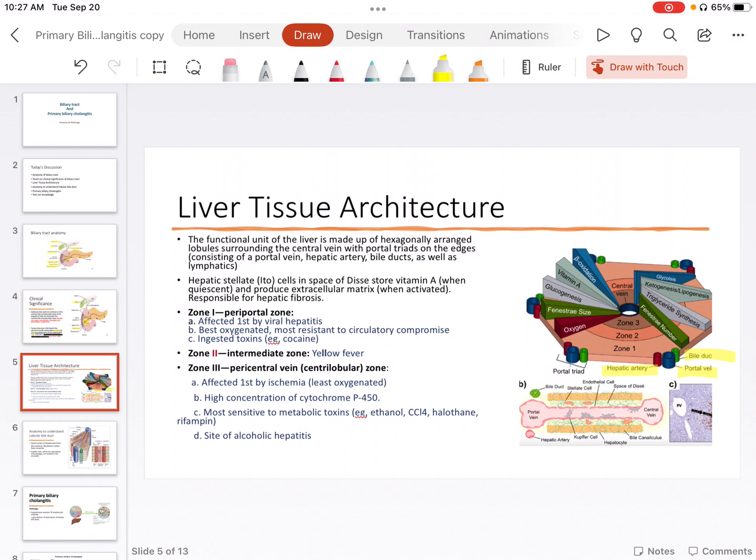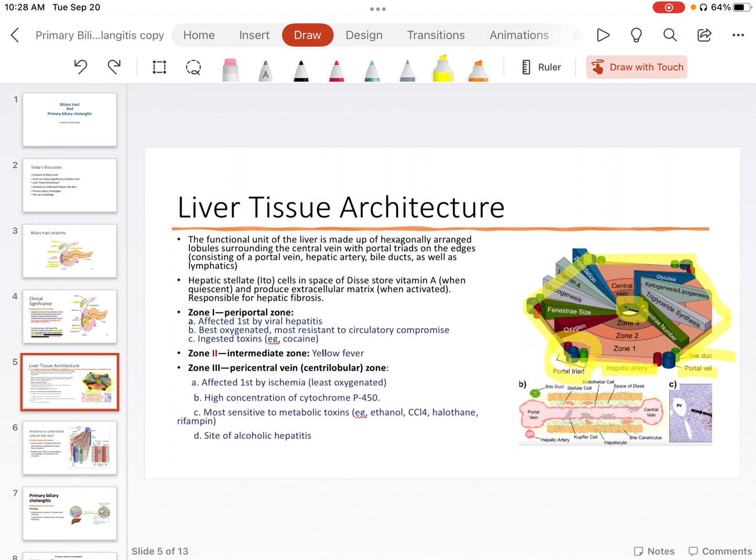So the functional unit of the liver is made up of hexagonally arranged lobules. This is the hexagonally arranged lobule of the liver, surrounding the central vein with the portal triad on the edges. So here is the central vein, and here is the portal triad on the edges, consisting of portal vein, hepatic artery, bile duct, as well as lymphatics. I am removing some labels so that you can see here is the bile duct, portal vein, and hepatic artery.